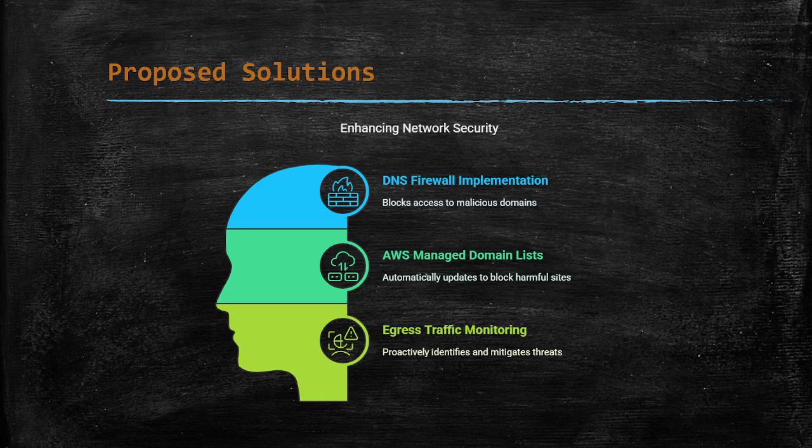You should have a system where all the malware domain names keep updating every time. There is a feature under the DNS Firewall called AWS managed domain lists, which AWS takes care of, regularly updating all the malware-based and malicious domain names. We also have egress traffic monitoring, which we can do by having the VPC query logs. Let me move to the next slide now.